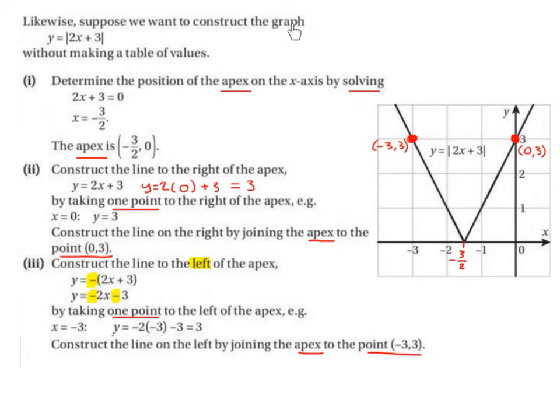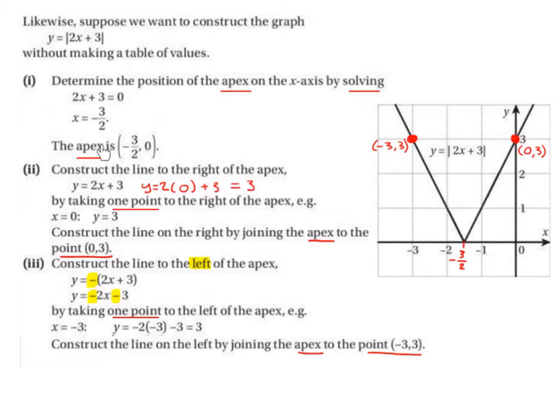Likewise, suppose we want to construct the graph y equals the modulus of 2x plus 3 without making a table of values. We could always choose x values, let's say from minus 3 up to 3, sub them into our equation and get out some y values. But if we don't want to do that, determine the position of the apex, which is the minimum point or the corner, on the x-axis by solving 2x plus 3 is equal to 0. So we minus 3 from both sides, so we get 2x equals minus 3, and divide by 2 on both sides, so we get x is equal to minus 3 over 2.